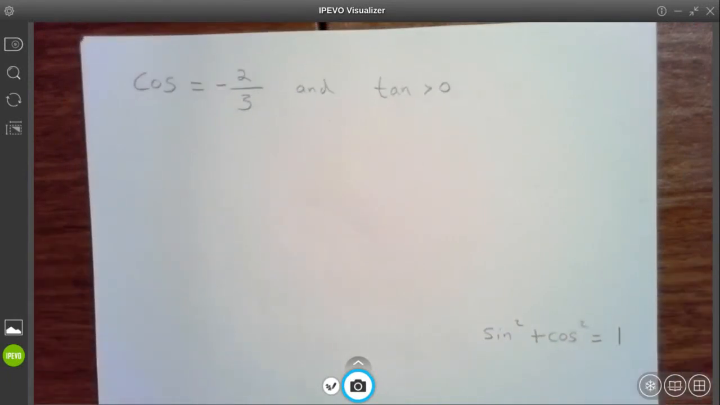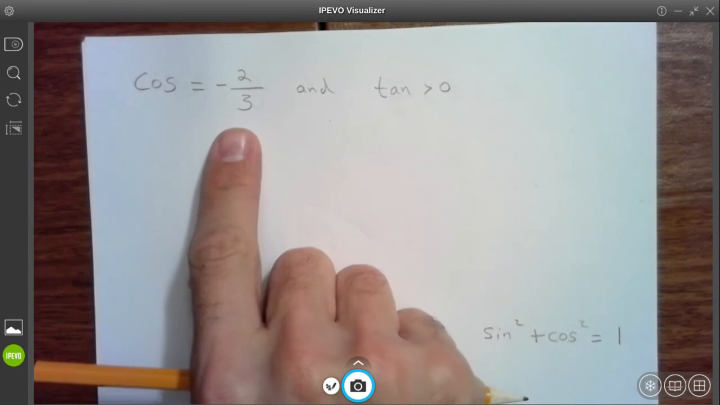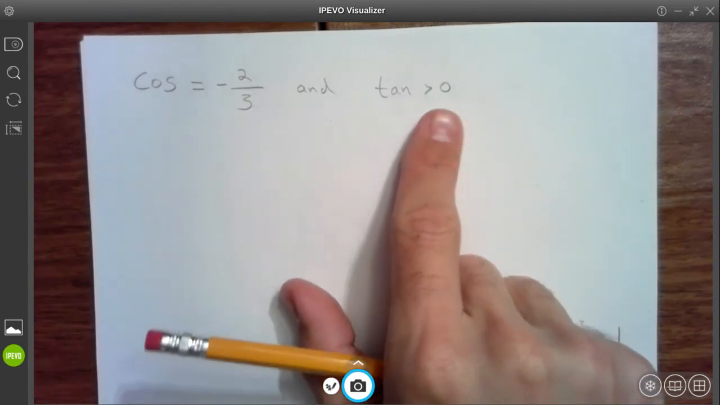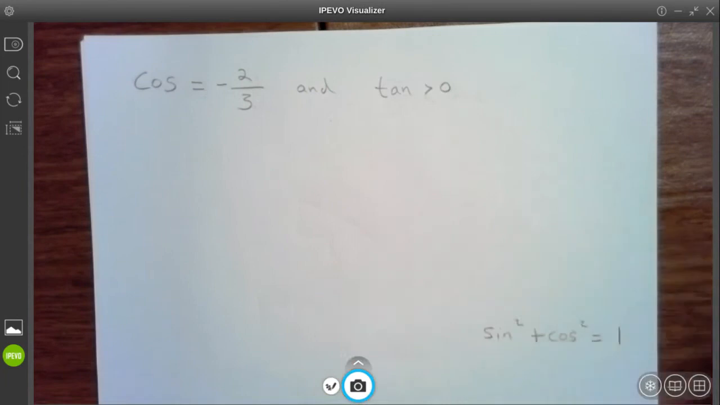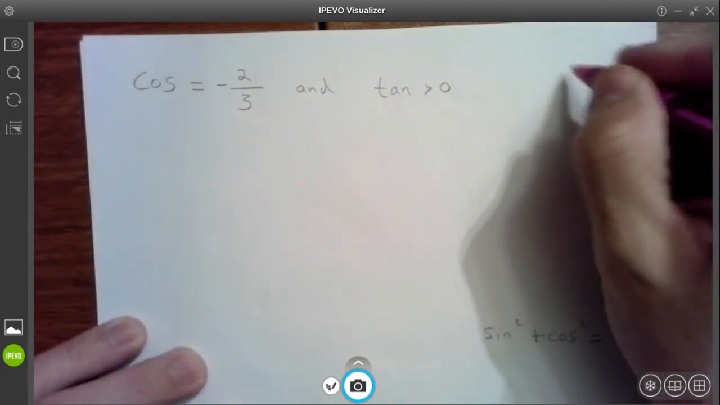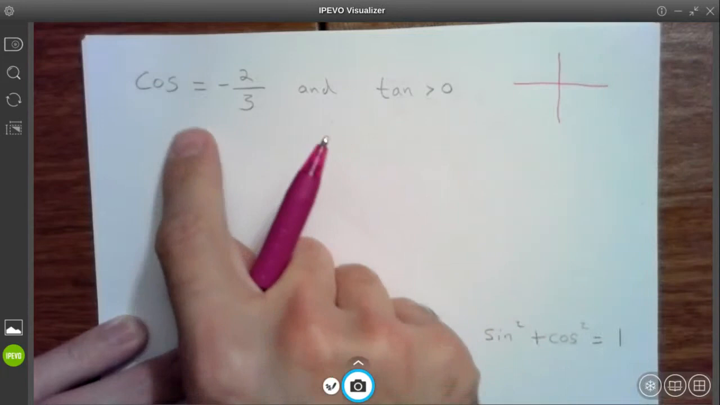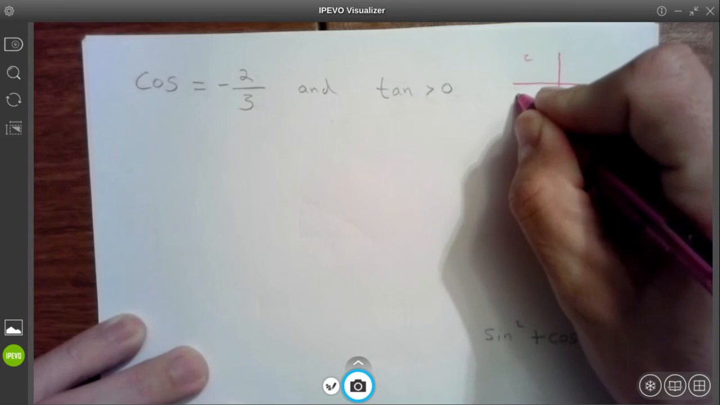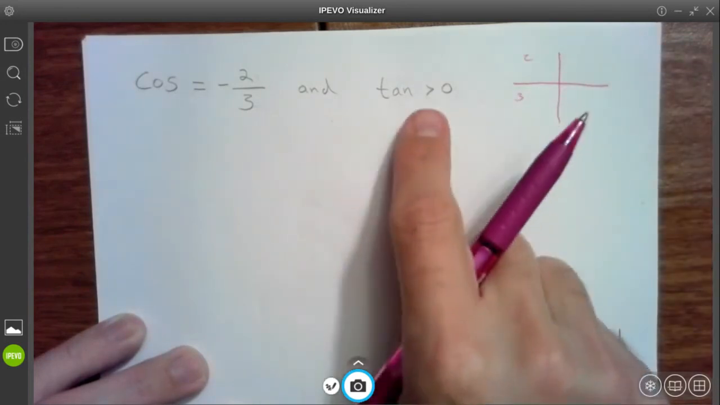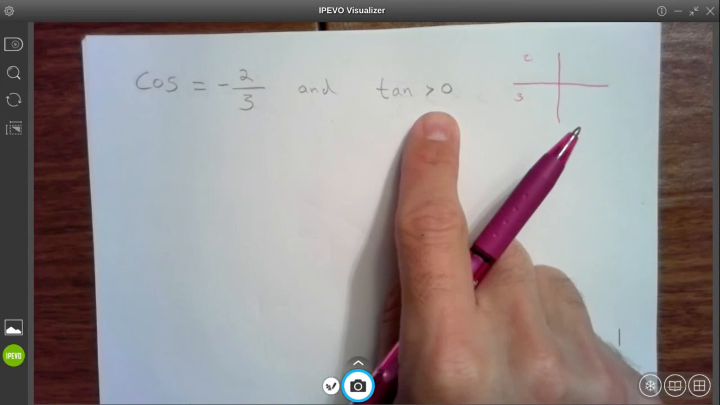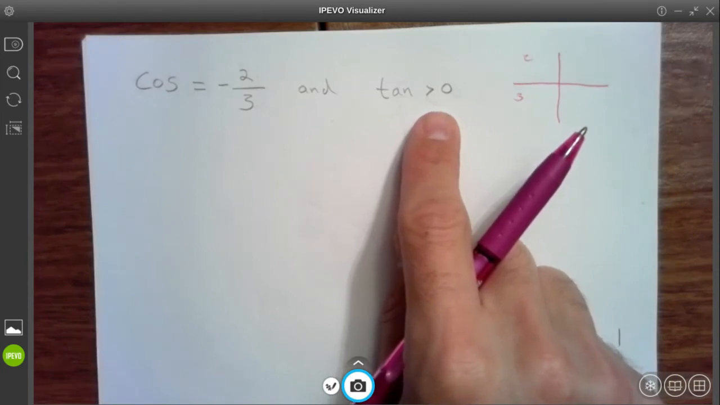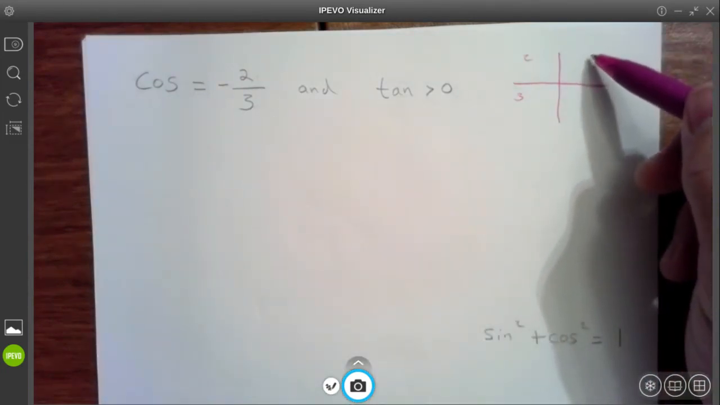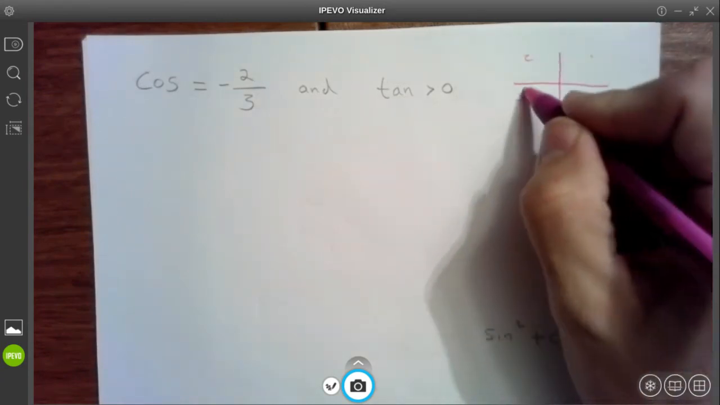Ouch. All right, so they give us cosine is equal to negative 2/3. They tell us tangent is positive, and we're wanting to find sine. That's going to be our goal. First thing I want to do is figure out what quadrant I'm in. Because cosine is negative, that's my x values, so I know I'm in either quadrant 2 or quadrant 3. And it says here tangent is greater than 0. That means tangent is positive. Tangent is only positive in this quadrant and this quadrant. So that's where I'm at.